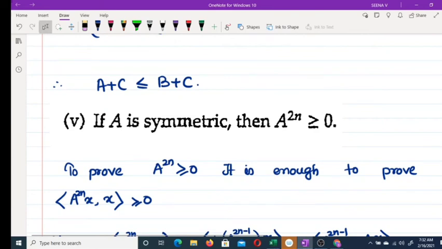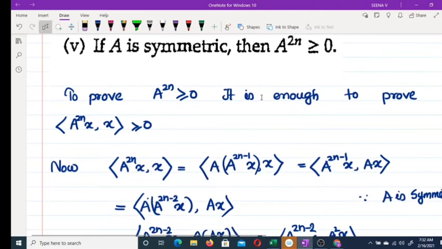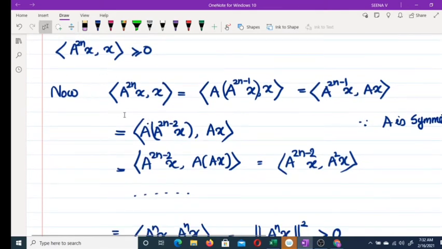Now the last property: if A is symmetric, then A raised to 2n is greater than or equal to 0. So to prove A raised to 2n is greater than or equal to 0, it is enough to prove that inner product of A raised to 2n x, x is greater than or equal to 0. Okay. So now moving to inner product A raised to 2n x, x.